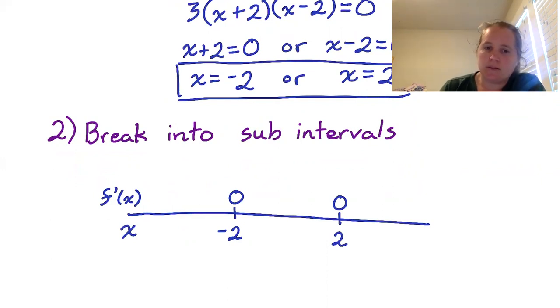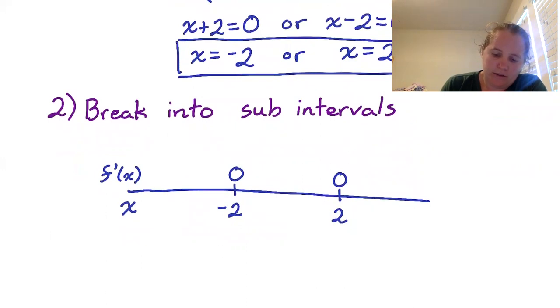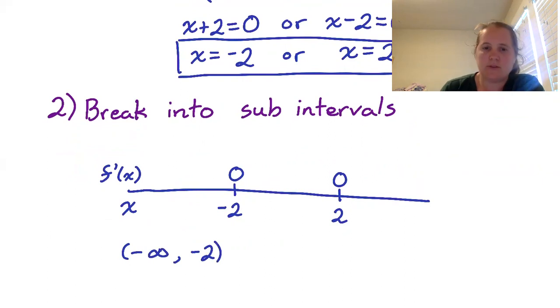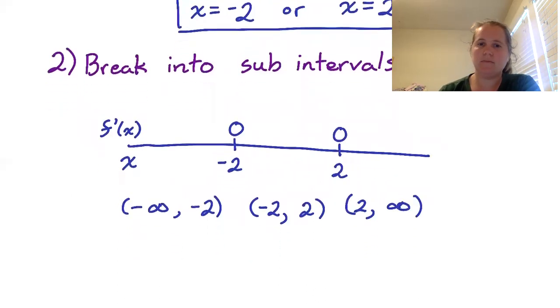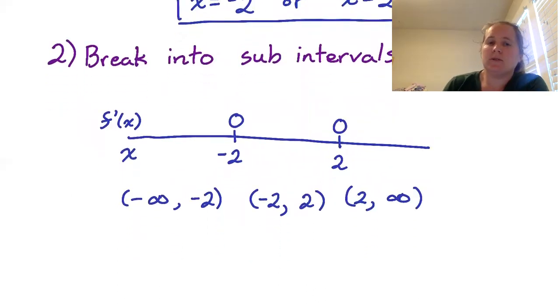And so our subintervals, we have from -∞ to -2 as our first subinterval. We have from -2 to 2, and we have from 2 to infinity. Now, personally, I don't usually list these. I usually just draw the number line, and that's what works for me. But if it is helpful for you to write out the intervals, then go for it. Now, what we're going to do is pick a test point in each of those intervals.